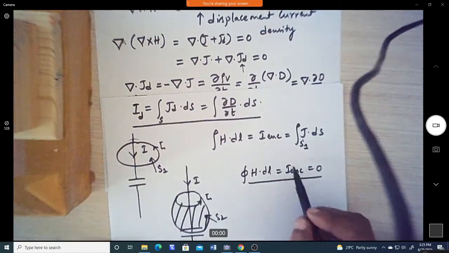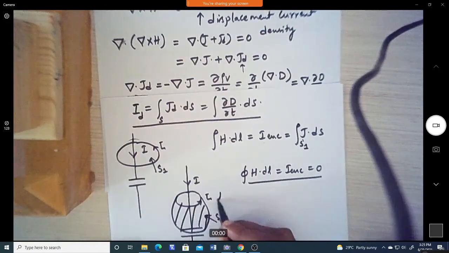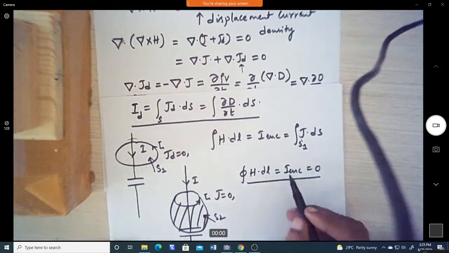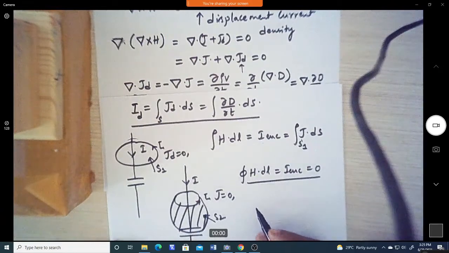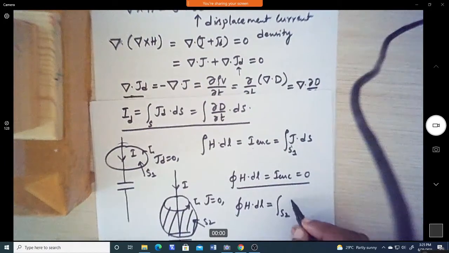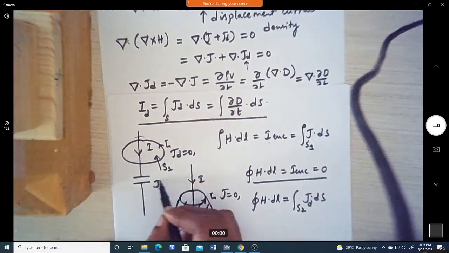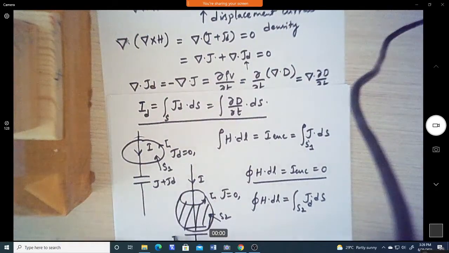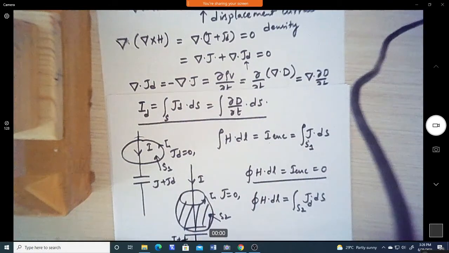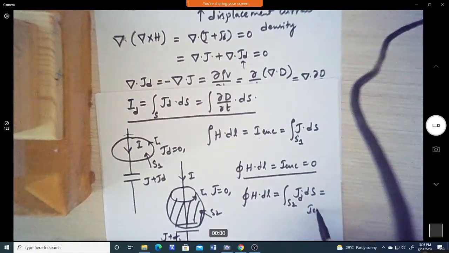To resolve this, in this case J equals 0 and in this case J_D equals 0. So we have to modify the equation such that H dot dl is equal to, on surface 2, J dot ds, which is nothing but J_D. Now if I consider J plus J_D in both cases, we have the conduction current in this case and the displacement current in this case. Here J is 0 and J_D will exist, and here J_D is 0 and J will exist, so that we have the current which is enclosed.